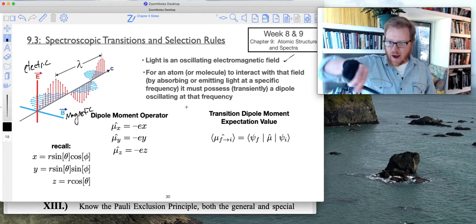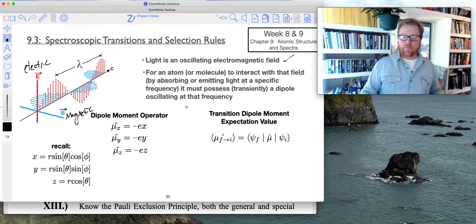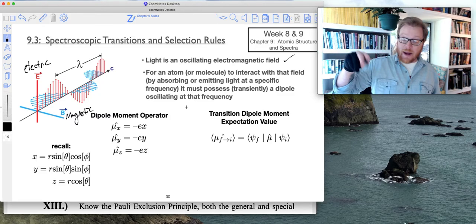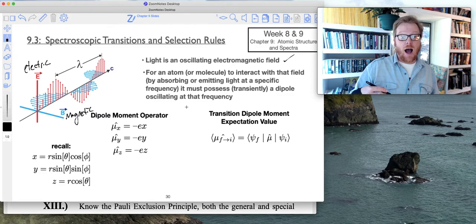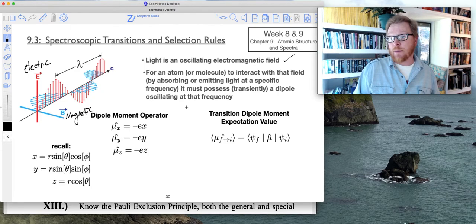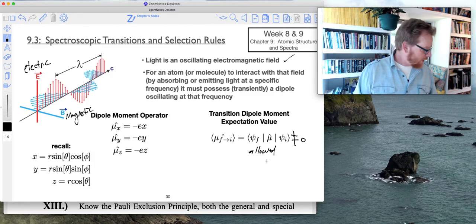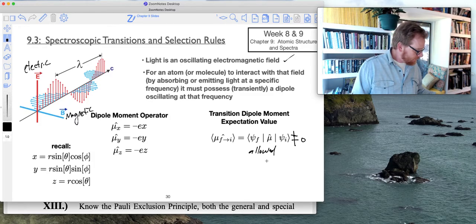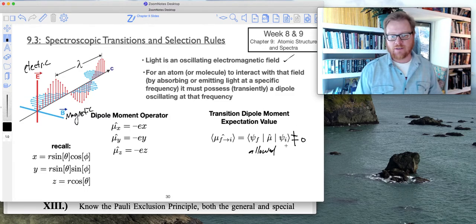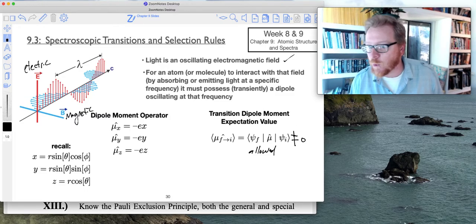So as we bombard our molecules with light, or as it emits light, the oscillating electromagnetic field of light itself must be oscillating at the same frequency that the dipole moment of the atom is oscillating at. So, in other words, just like we observed in vibrational spectroscopy, for us to have a transition dipole moment, this expectation value must be not equal to 0 for an allowed transition, and for a forbidden transition, it would be equal to 0.